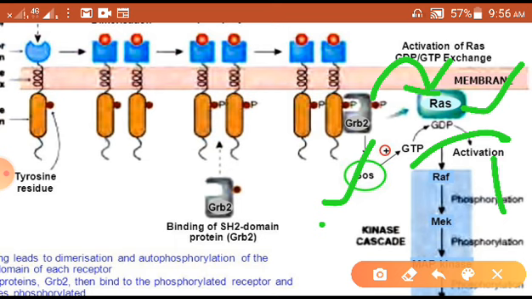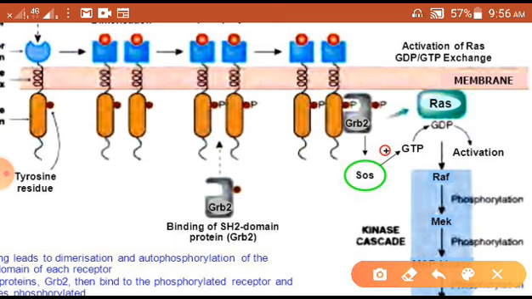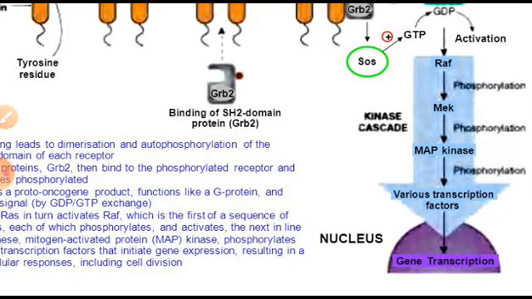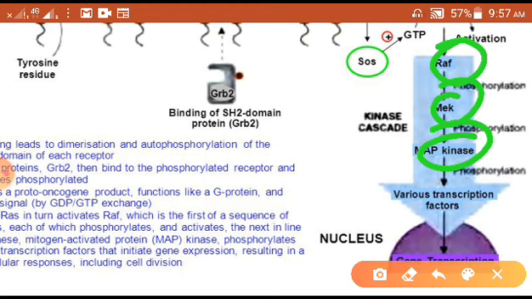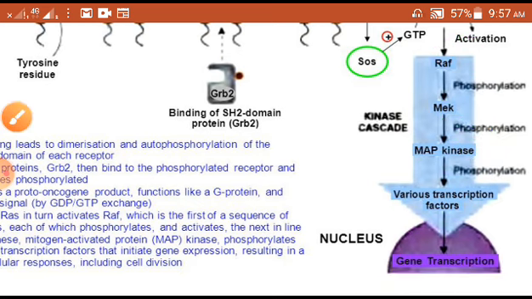After this activation, what will happen? The RAF protein will get activated. In the previous receptor also I told you about this. So the RAF protein gets activated. This RAF gets phosphorylated, then it will activate the MEK protein. MEK will activate the other MAP kinases, and like that the phosphorylation begins. If you see here, it's a cascade of events. They all are kinases. So RAF is activated, then MEK, then another MAP kinase, and finally it reaches gene transcription.